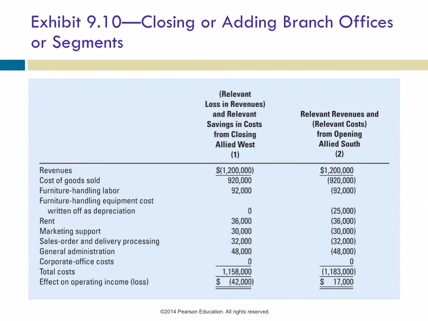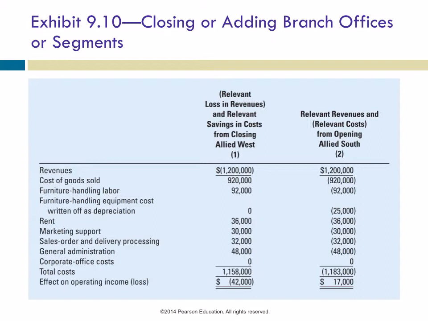Here is a similar analysis, just with different types of cost change, but this is okay. Do we want to close a branch office? Do we want to open a new branch office? So if we closed Allied West, the relevant revenues and costs net out to the effect on operating income, which would be a $42,000 loss. Obviously, that would be negative. We don't want that.